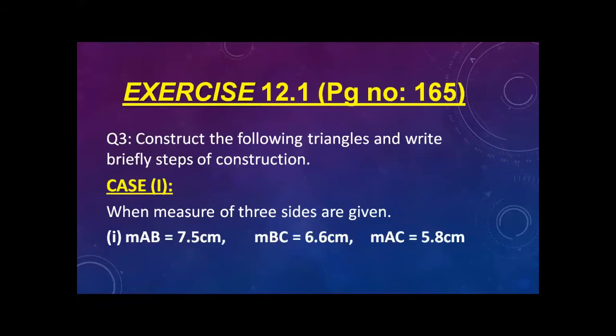This is part number 1. Exercise 12.1, question number 3, part 1. And the case of part 1 is case number 1, that is when the measure of all 3 sides are given. You can see this, that this is side number 1, AB, BC is side number 2, and AC is side number 3. So it means all 3 sides are given. So this is case number 1.